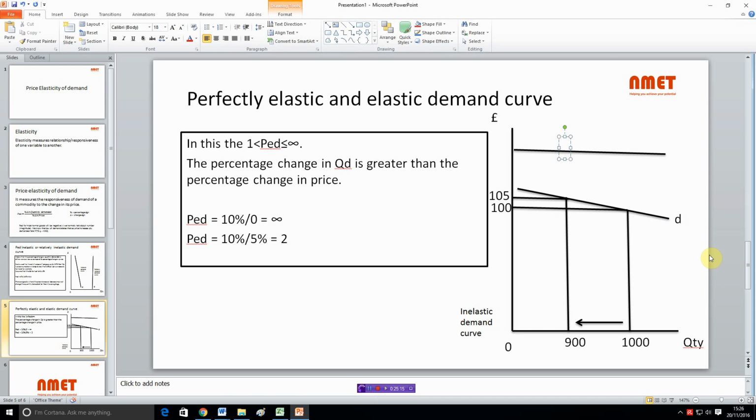So this is your perfectly elastic curve, and this is your elastic. And because anything divided by 0, as we discussed, is a value that cannot be determined, what we do in maths is we just put that down as infinity.